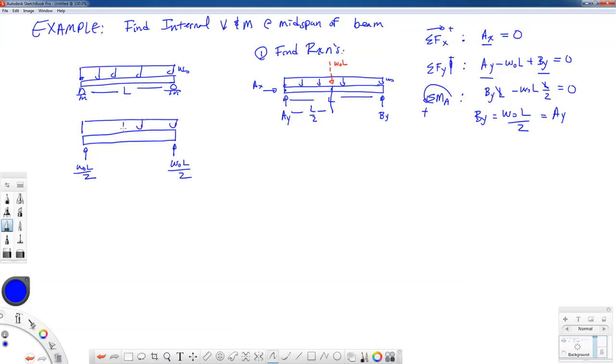Now another thing I want to point out is that I am not putting the equivalent load back on here. I am putting the actual load distribution that's on this beam. Okay, so step 1 is to find the reactions, and then step 2 is to make a free body cut at the point of interest, and put my internal shearing force and bending moment in on that free body cut in their positive directions.